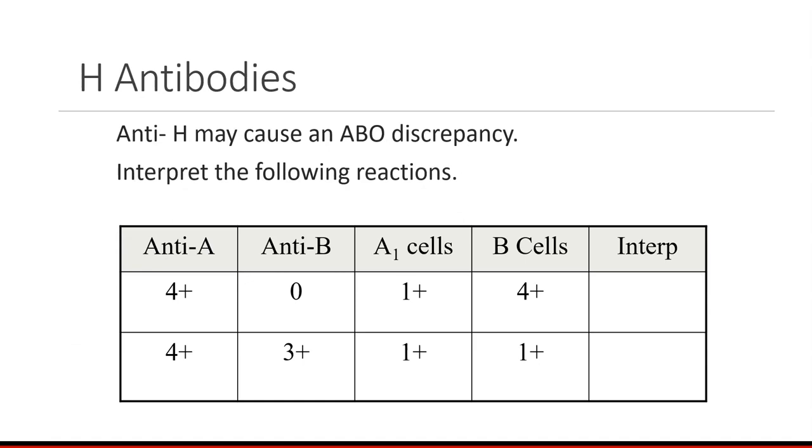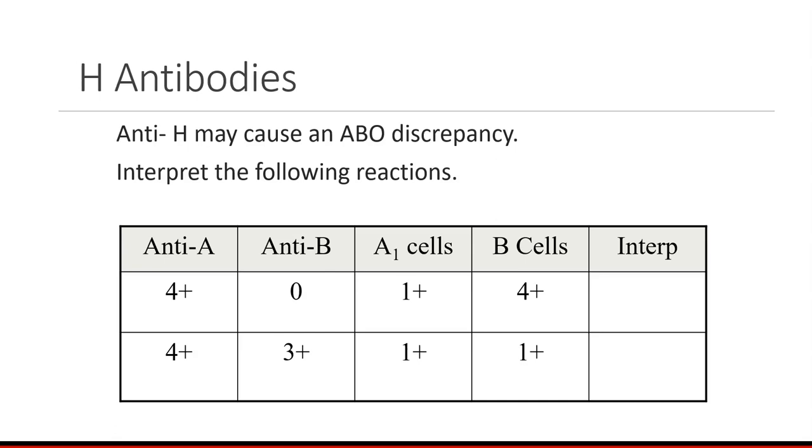So let's talk about some issues that H antibodies may produce in ABO discrepancies. One thing I want you to do every single time is interpret your forward reactions and your reverse reactions separately, each and every time. This is why. Let's look at the first example on row 1. We have anti-A positive, anti-B negative. We have a group A person. In the reverse type, we have the A1 cells positive, the B cells positive. This is a group O. The forward and the reverse do not match.